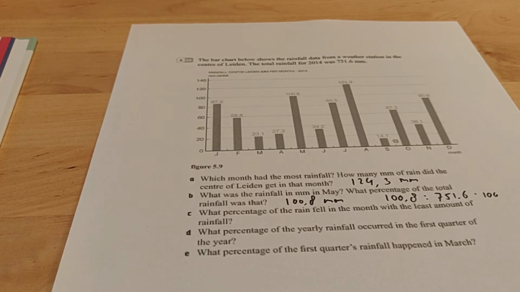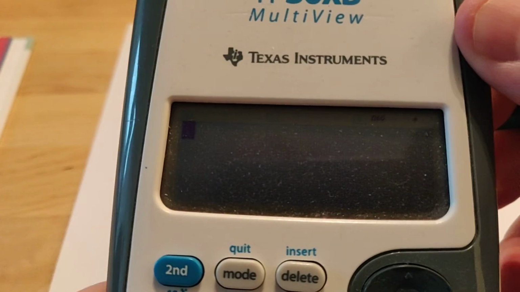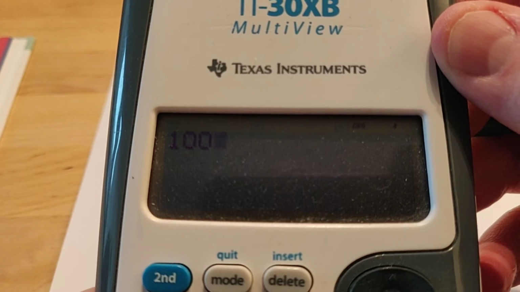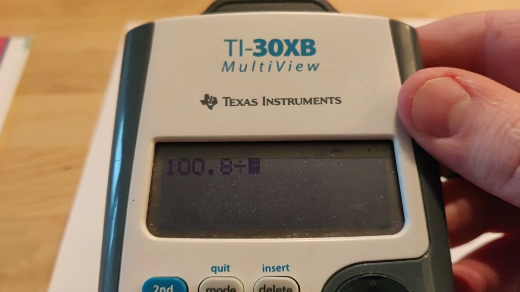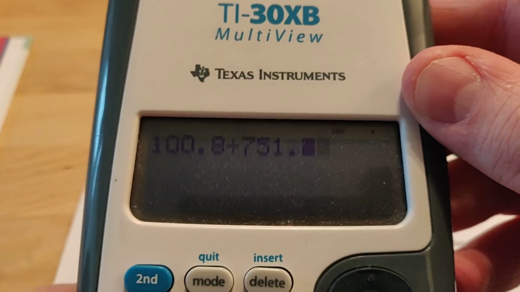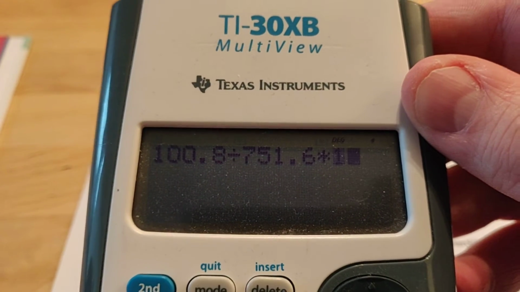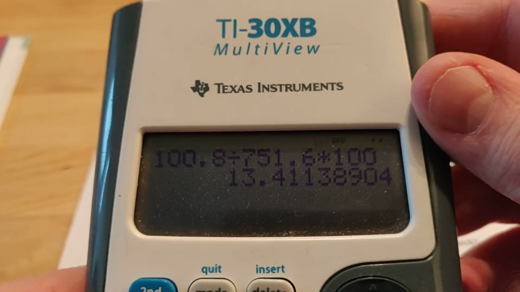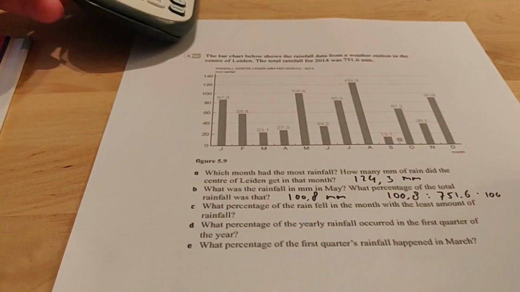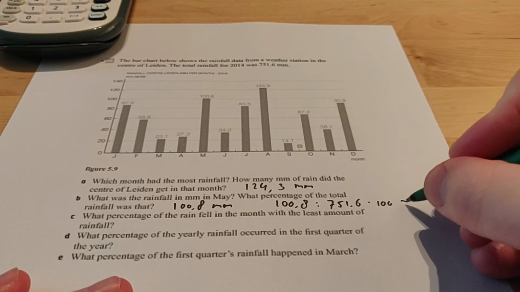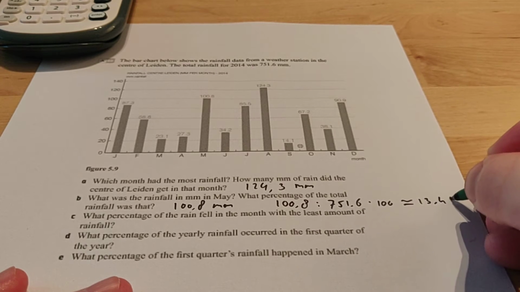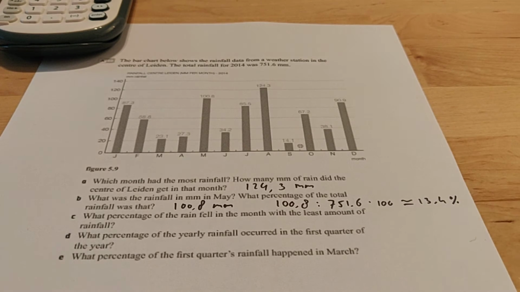So to show you what you actually do, right? Here's the screen. So we have 100.8 divided by the total, which is 751.6, and then times 100. And then the calculator tells us it's 13.4%. So here, rounded off to one decimal place, it's 13.4%. And the percentage we always round off to one decimal place. That's something that you can remember.